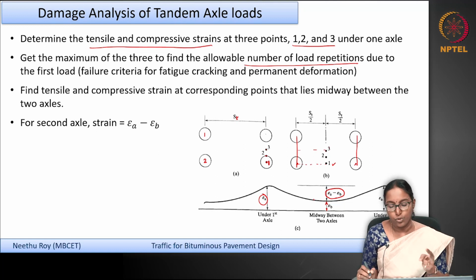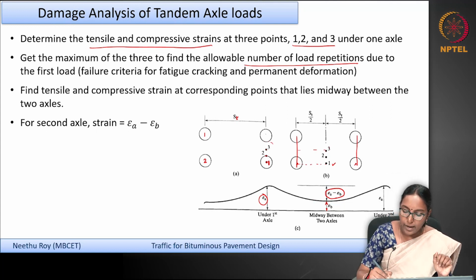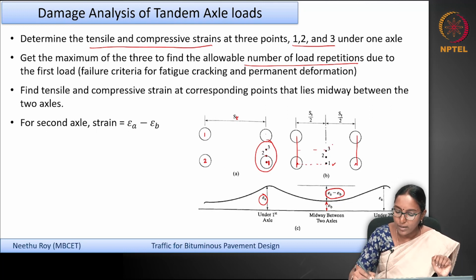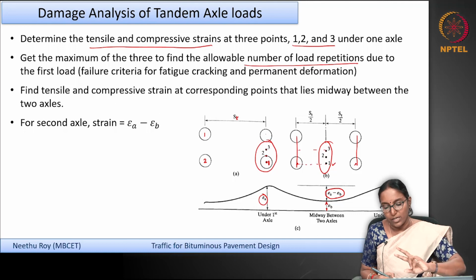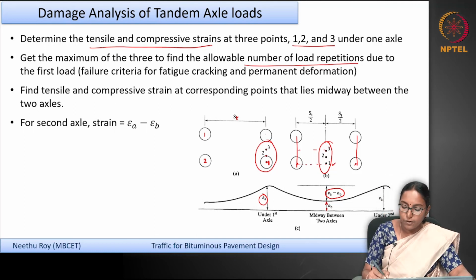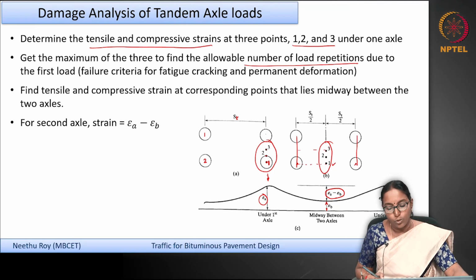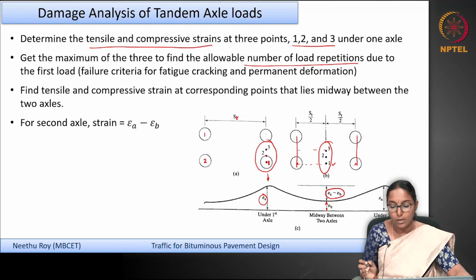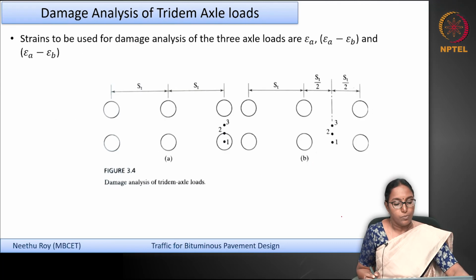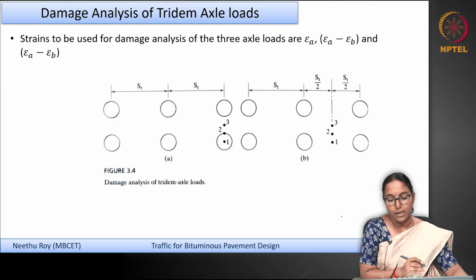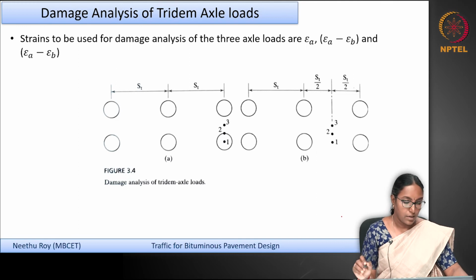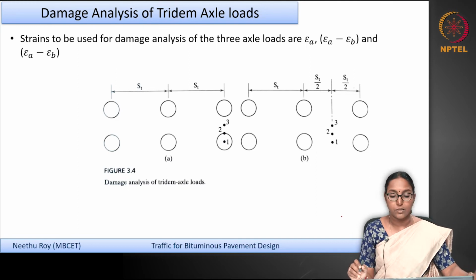So, essentially you are finding 2 sets of number of repetitions to failure. One is at any one point in the 1, 2, 3 locations, whichever point has the highest value, and the second is at the midway location. For the first location, the value that you have to consider is the maximum of the strain at point 1, 2 or 3. In the case of the second location, you have to take epsilon A minus epsilon B, where epsilon A is the strain under the first load and epsilon B is the strain that comes at the midway. Okay. That is how you will take the strains for using in the fatigue and the rutting equations to find the number of repetitions to failure in the case of a tandem load.